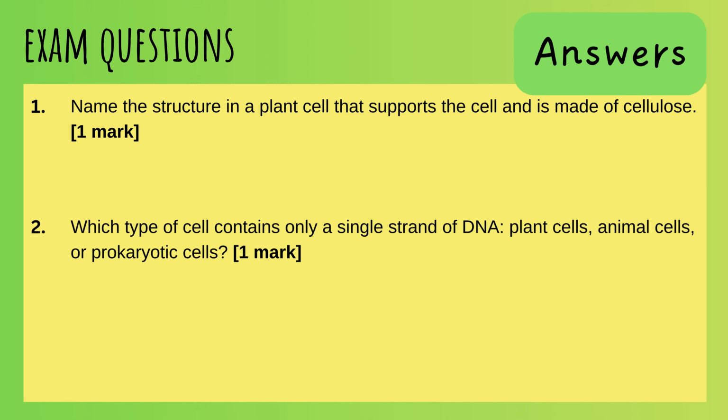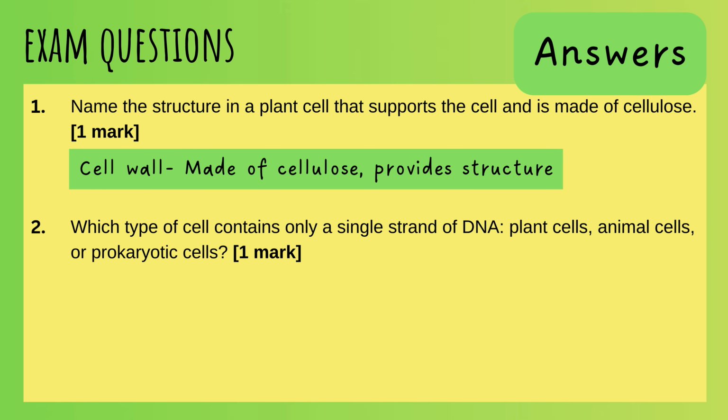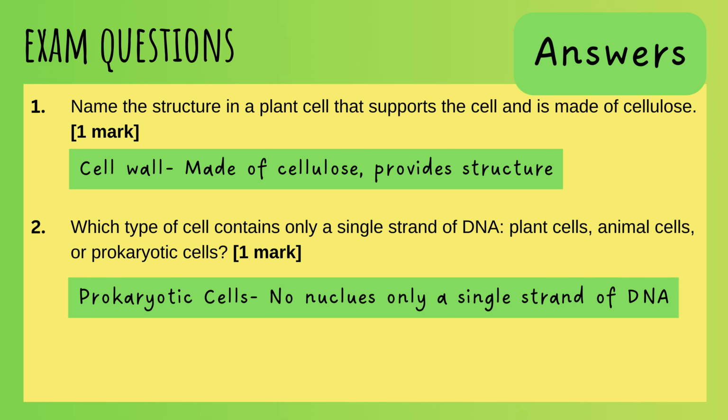So back to our exam questions. The answer for question 1, name the structure in a plant cell that supports the cell and is made of cellulose, is the cell wall. Its function is to provide structure. Question 2. Which type of cell contains only a single strand of DNA? Plant cells, animal cells, or prokaryotic cells? It is, of course, prokaryotic cells. They have no nucleus, only a single strand of DNA.